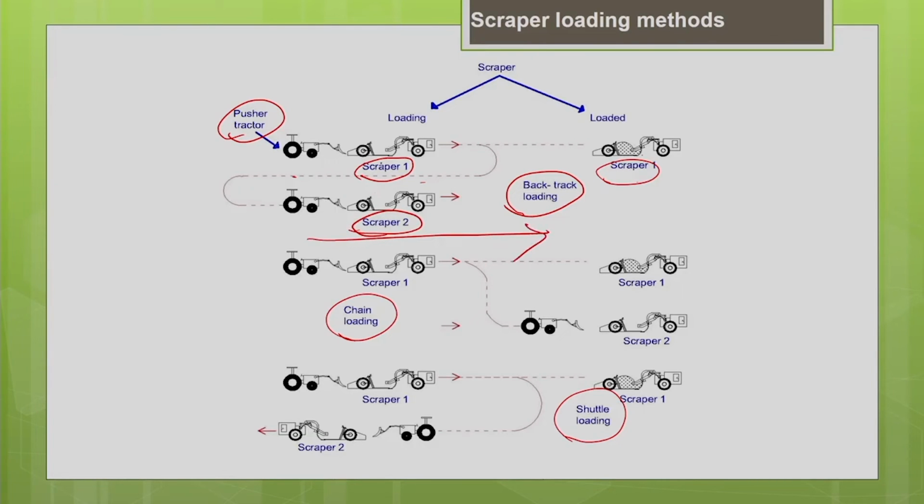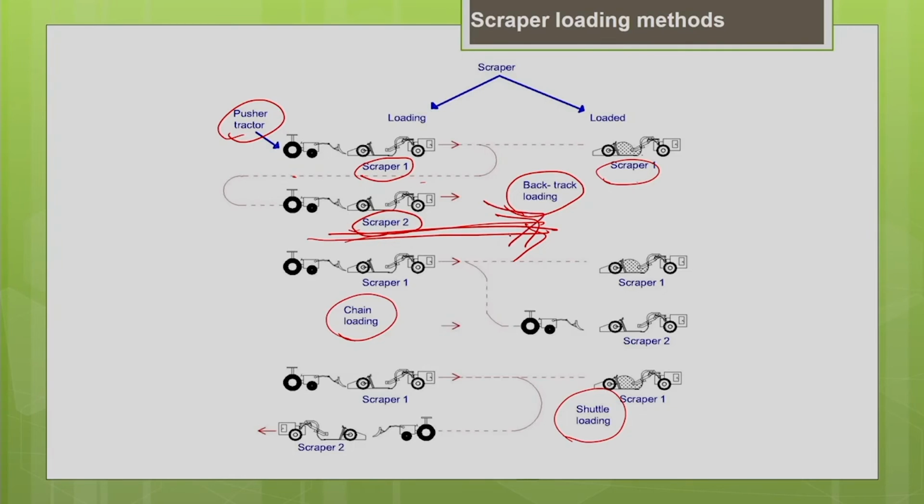So first it is pushing the scraper 1. As the scraper 1 is completely loaded, it will start moving on its own. Once the scraper 1 is loaded, your pusher will get detached and return, that is backtrack, and it has to travel some distance and spot the next scraper 2 and then start pushing again in the same direction.